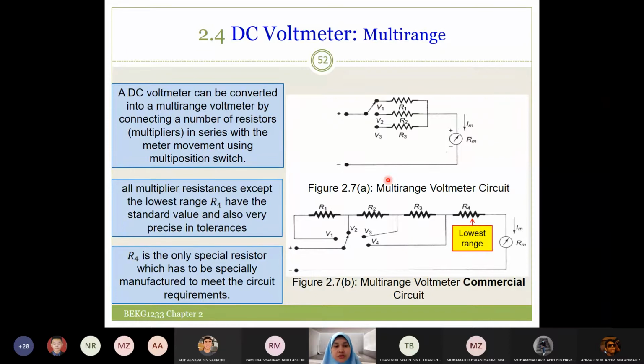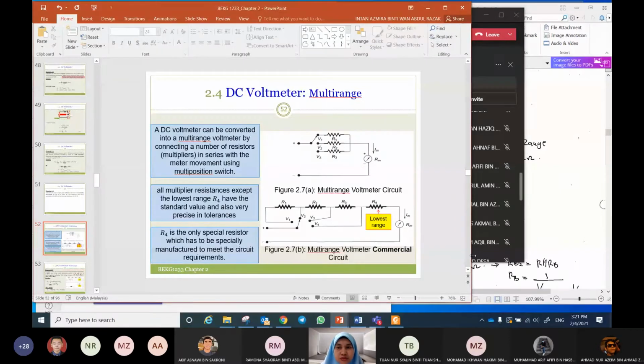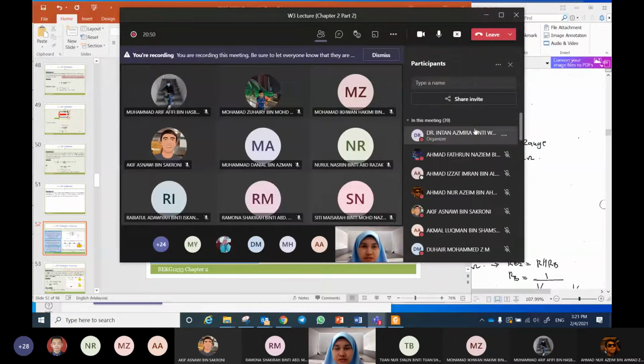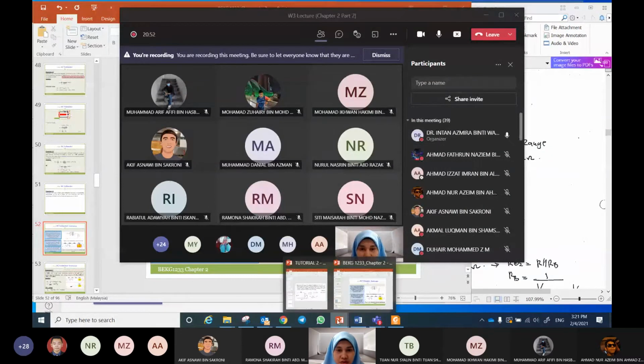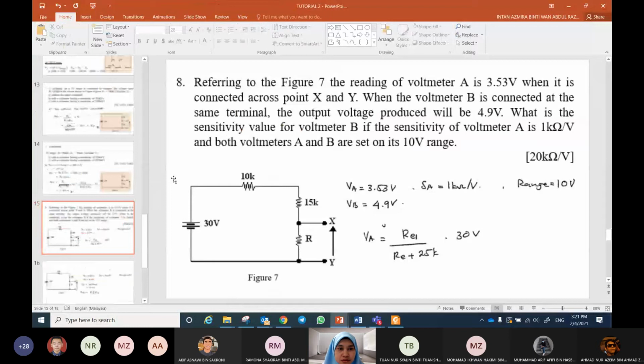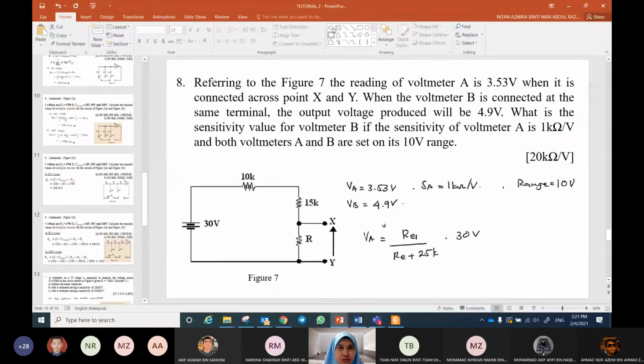Multi-range. Okay, I think we go to tutorial first regarding basic voltmeter. This is tutorial 2 solution. But I did not upload it in Microsoft Teams yet.